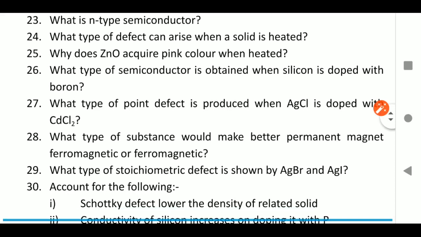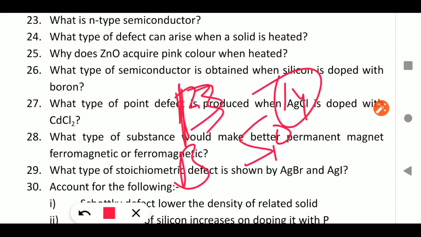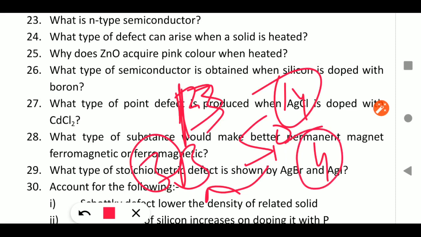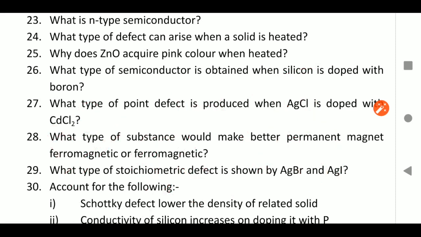Next is, what type of semiconductor is obtained when silicon is doped with boron? So students, silicon is an element of group 14 and boron is an element of group 13. Boron has 3 valence electrons, silicon has 4 valence electrons. Now silicon is doped with an element having a lesser number of valence electrons. Lesser means positive. So it will form a p-type semiconductor. The answer will be p-type semiconductor.